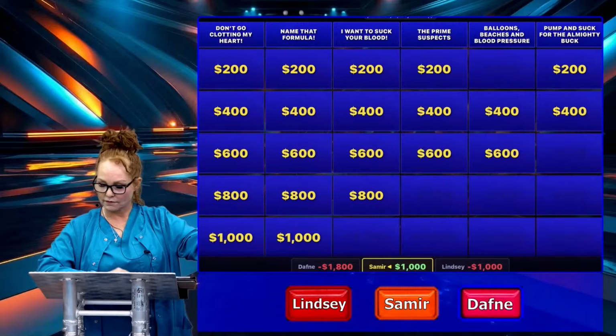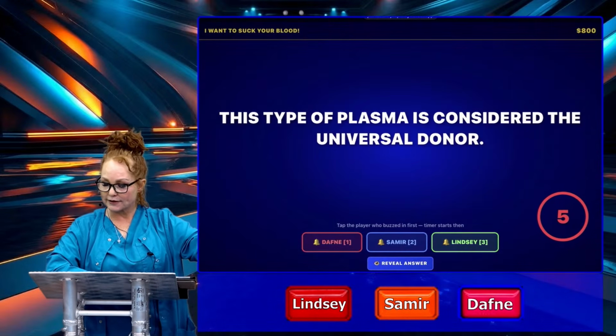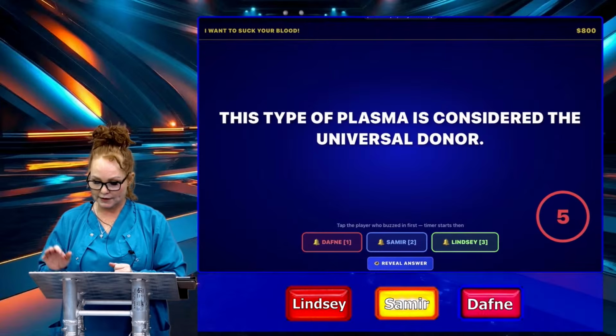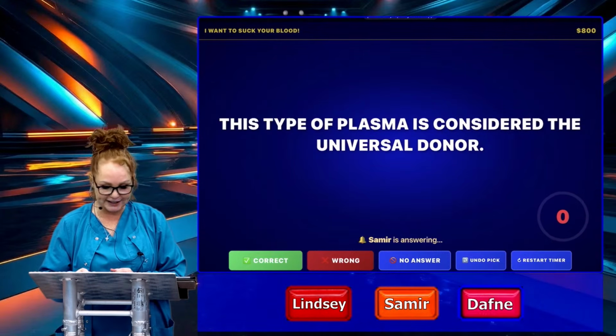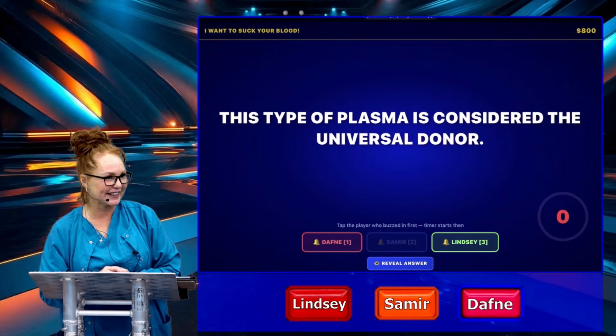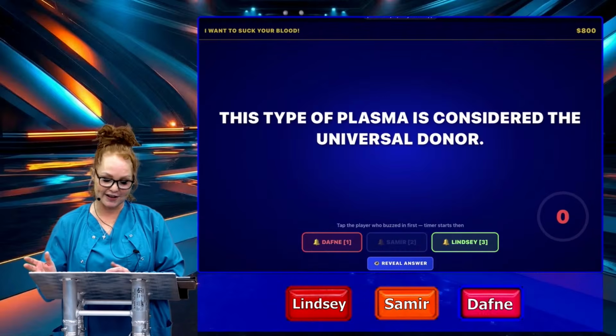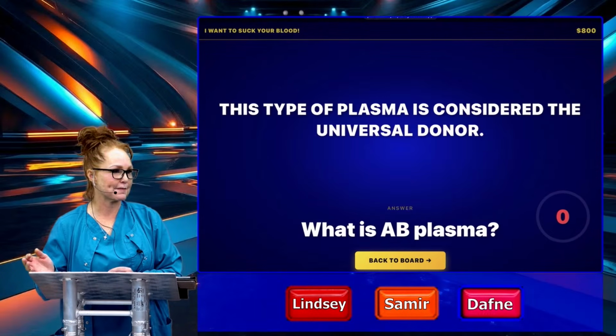Let's do the same category for 800. I Want to Suck Your Blood for 800. This type of plasma is considered the universal donor. Samir, what is O? Oh, sorry, AB. That's right. What is AB? That is incorrect, but you gave the answer. I did. What is AB plasma?